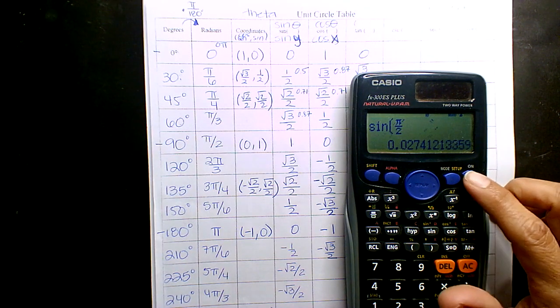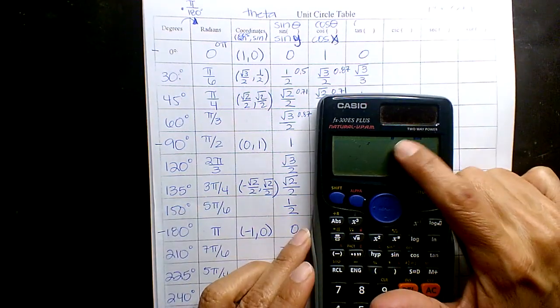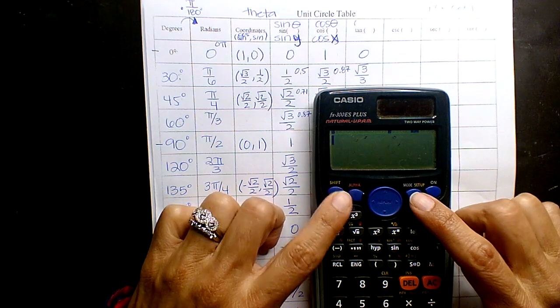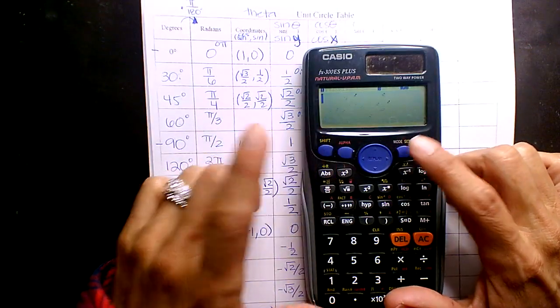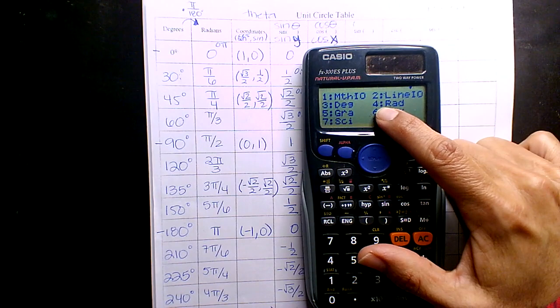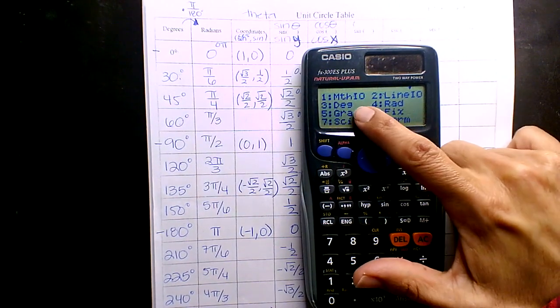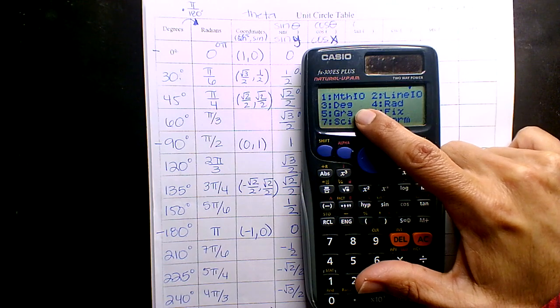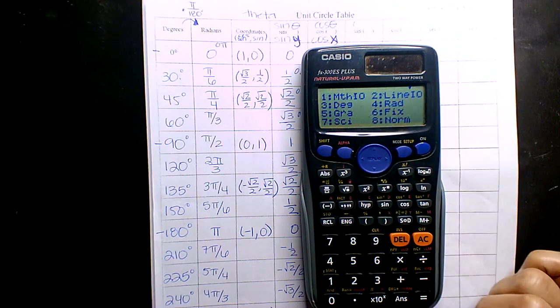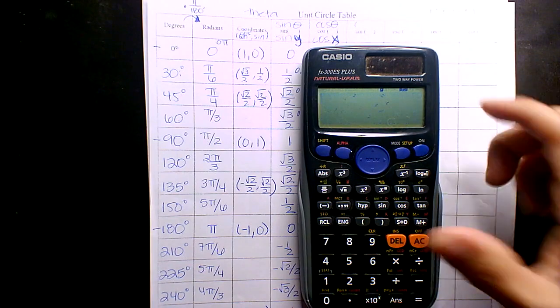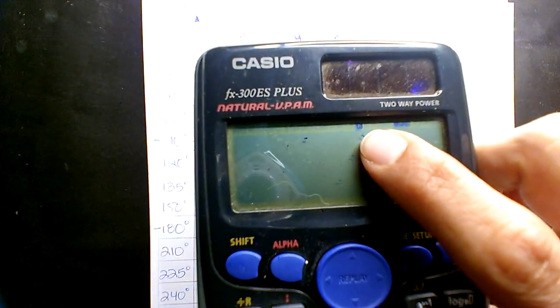So, if you want to change to radians, you hit shift, it's these two, setup, and you're going to go to radians. Remember, degree, radian, gradient is pre-calc, calc. Okay, you're going to go radian, so you hit 4. And now it's the little R right there. Now there's the R instead of degree.